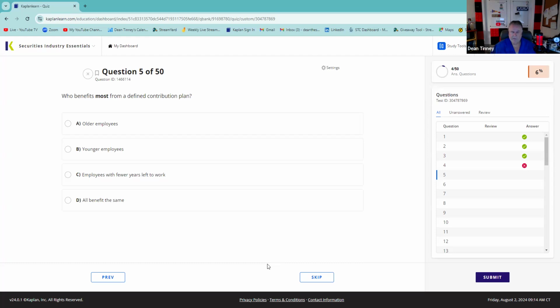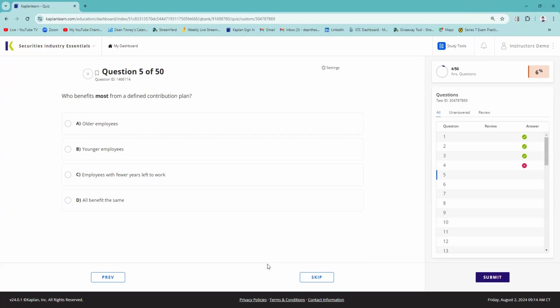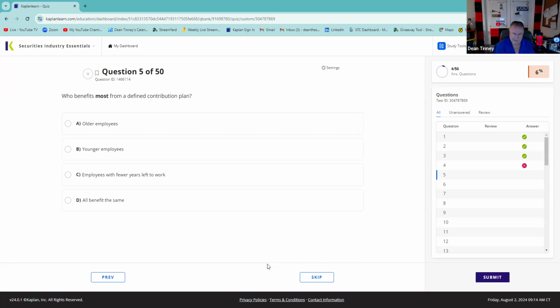A defined contribution plan is like a 401k where we say, Allison, you can put X dollars pre-tax. We'll match you dollar for dollar in the first 2 or 3. That's a defined contribution. You invest it, whatever it grows to or falls to, that's what you get. You, the employee, are assuming the investment risk.